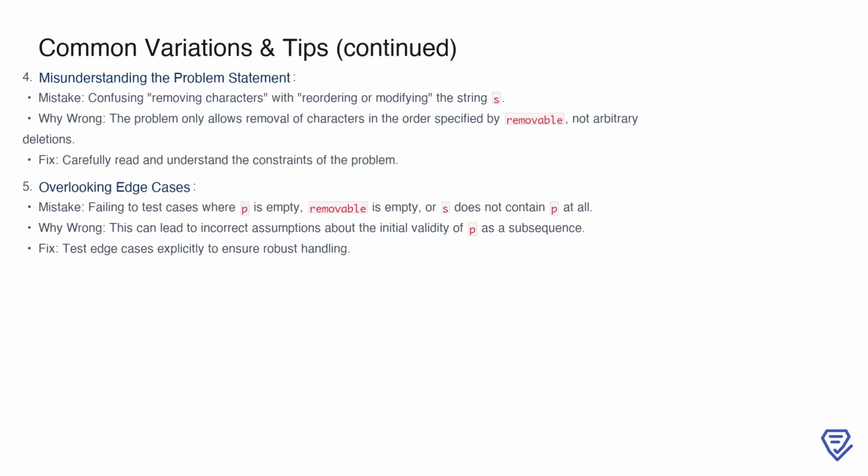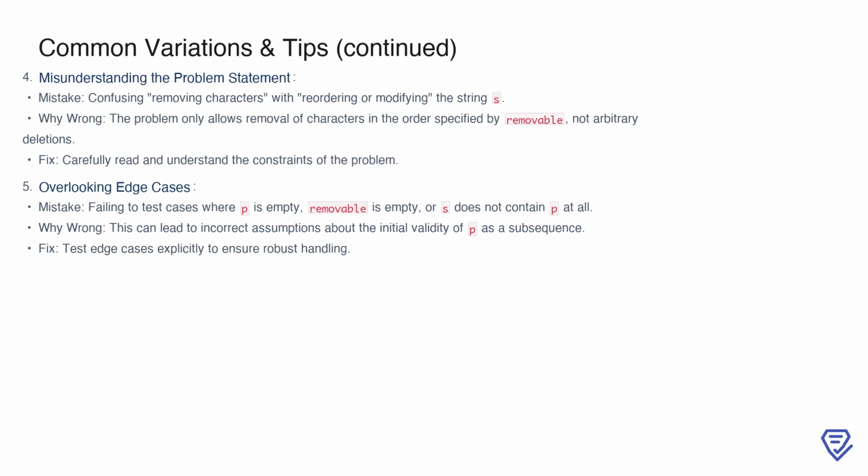Another issue arises when the problem statement is misunderstood, particularly when removing characters is confused with reordering or modifying the string S. The problem explicitly requires that characters be removed in the order specified by the removable array, and not arbitrarily. Misinterpreting this constraint can lead to entirely incorrect solutions. Take the time to carefully read and understand the problem requirements before diving into implementation.